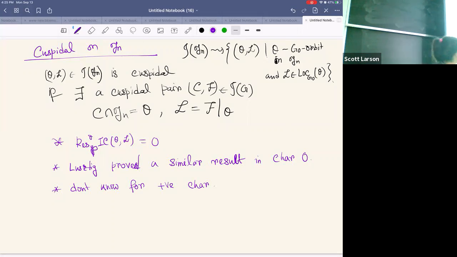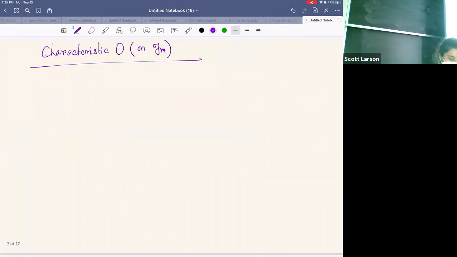Okay, so that's how we define cuspidal on Gn, and it's quite different from the nilpotent setting. So now I move into the results of Lusztig, that is in the graded setting, but in characteristic 0.